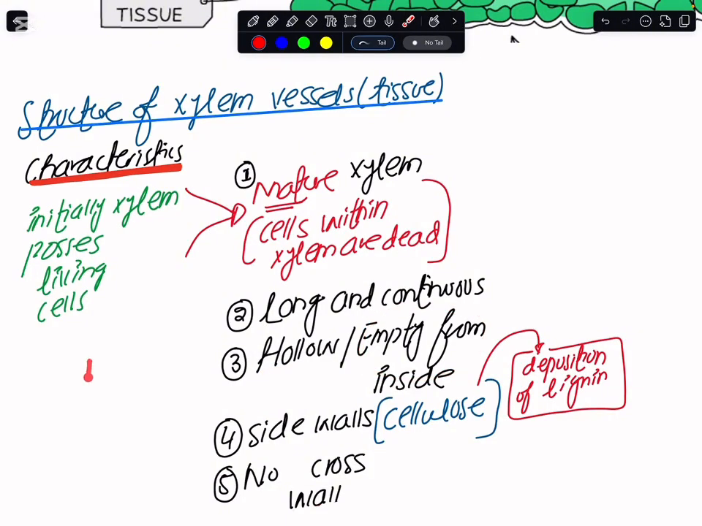In these xylem vessels, we just have side walls, and these side walls are made up of cellulose. Later in their development, they also possess lignin, which provides extra tensile strength to the xylem vessels. Again, there is no presence of a cross wall. This is a side wall, and if a wall were present like this, it would be a cross wall. The xylem does not have cross walls, but only side walls.